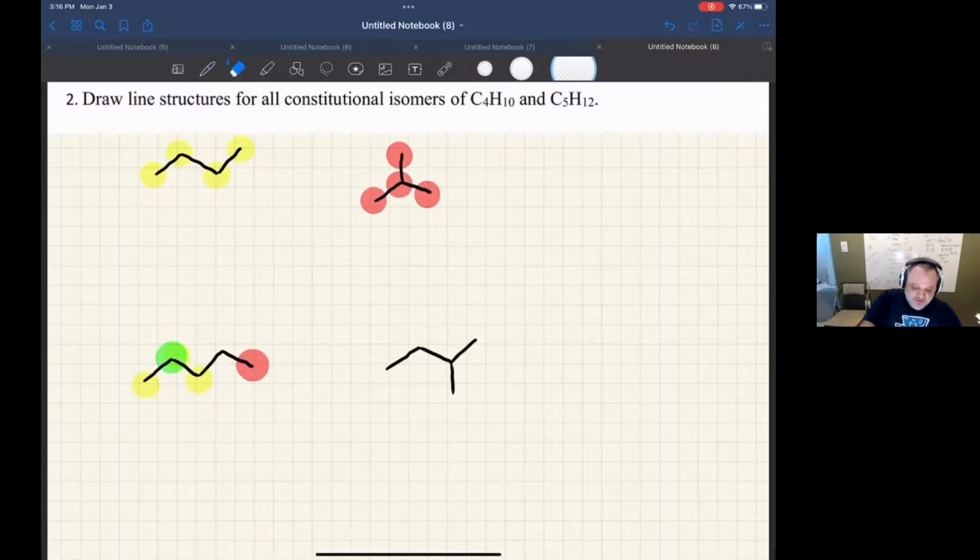Let me back that up. I tried this location and these 2 locations to put this carbon, and it ends up being the same molecule. So the only other option is to try double branching, and I can do that. I can go 1, 2, 3 carbons, and then get a double branch off of the middle. That'd be 4 and 5. And so here's the other constitutional isomer of C5H12.